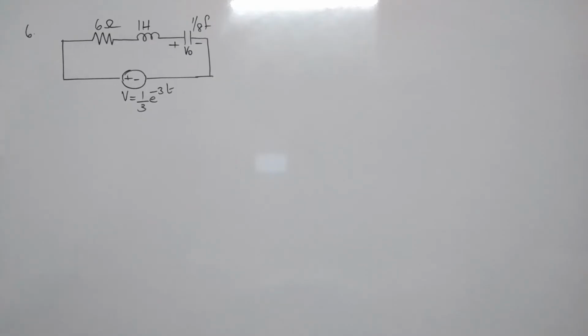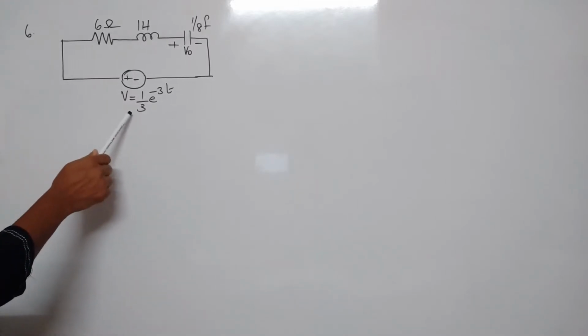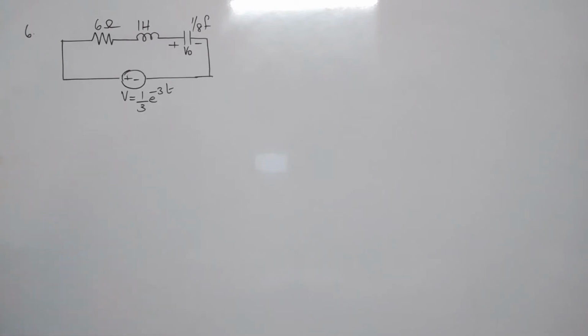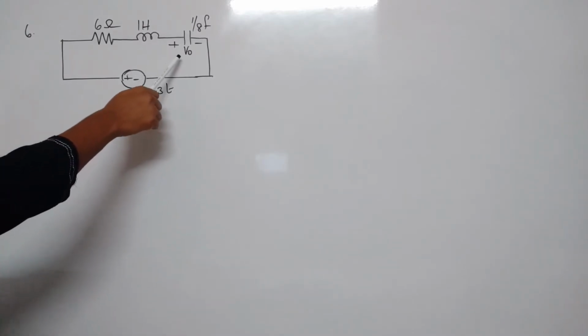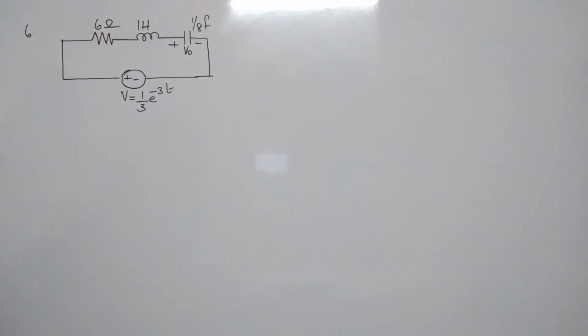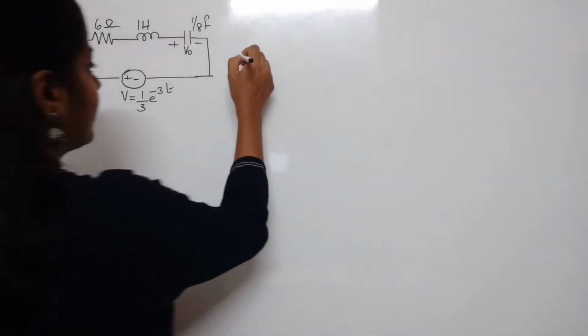Next question, find V naught. So here a series RLC circuit is given across which you are applying a voltage 1 by 3 e raised to minus 3t, and we need to find out the drop across one particular element. So first let's draw the circuit in S domain.